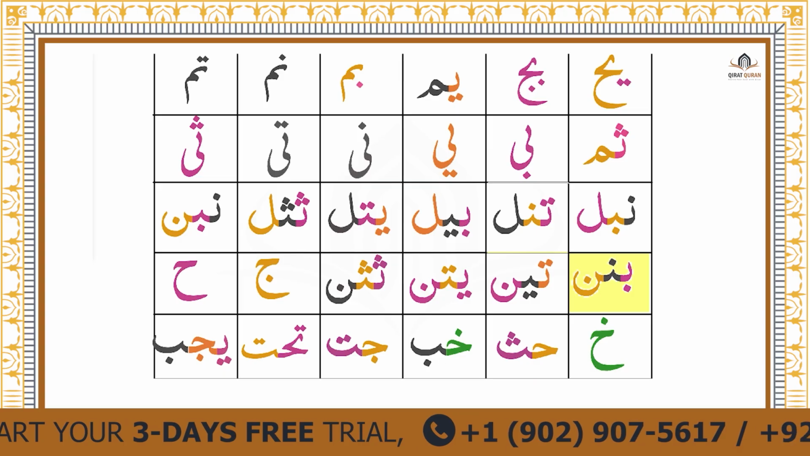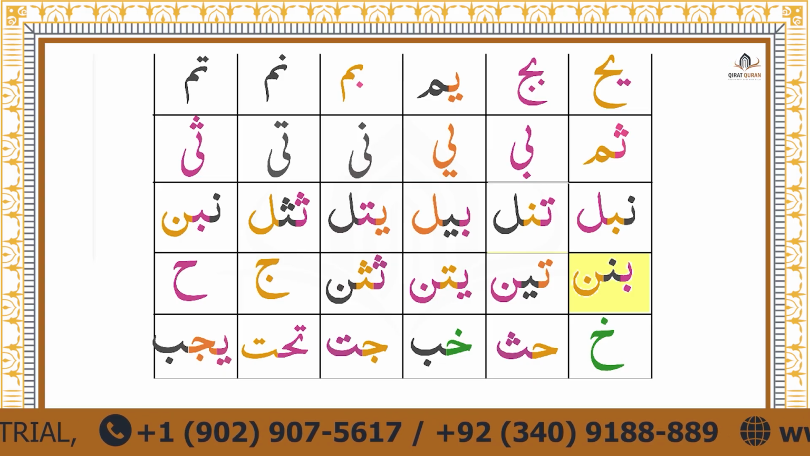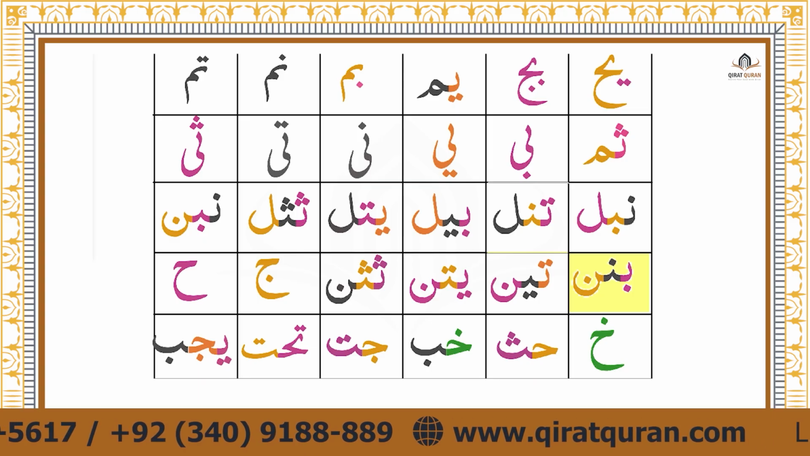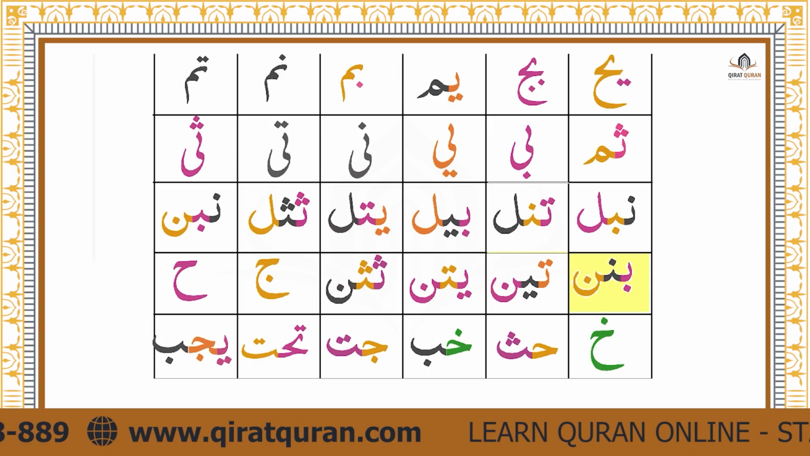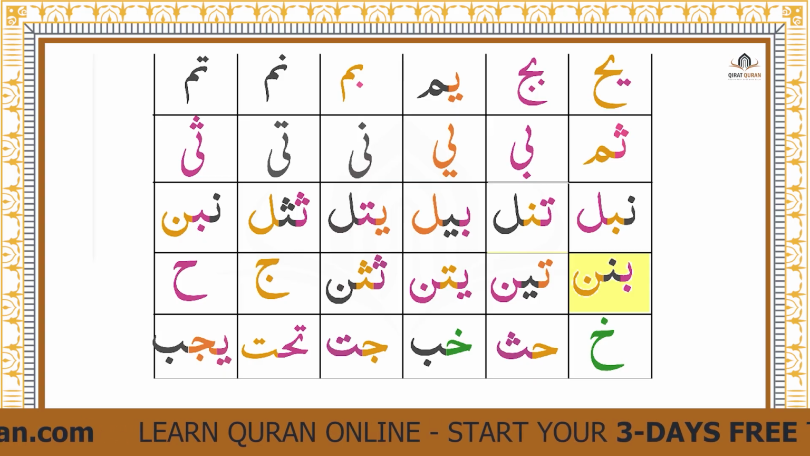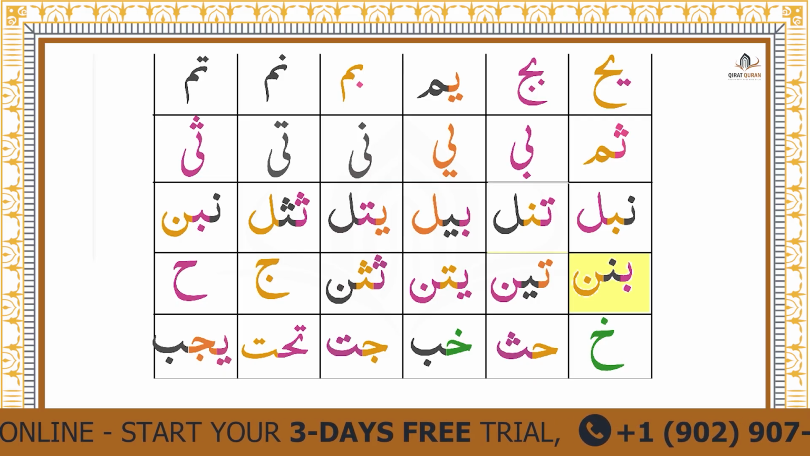Now here the first letter having one dot at the bottom is Ba. Then the second one having one dot at the top is Noon. And the third letter is also Noon. Ba, Noon, Noon.